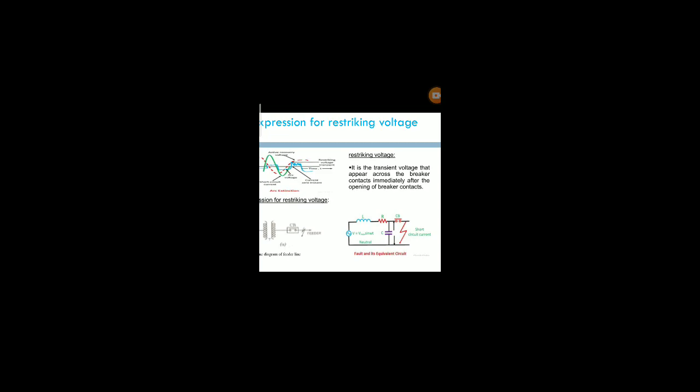It will be oscillated. Therefore, there will be a transient condition. This interruption of arc, the voltage across the contacts of this circuit breaker is known as the restriking voltage. Next, coming to the expression for the restriking voltage.